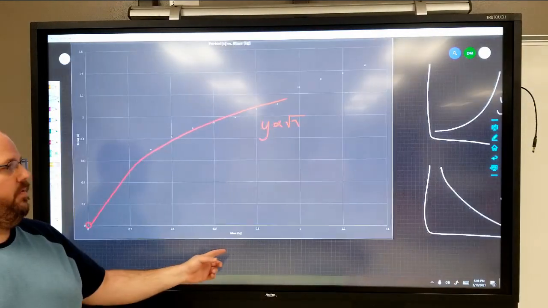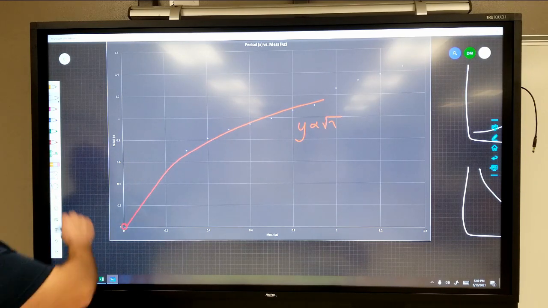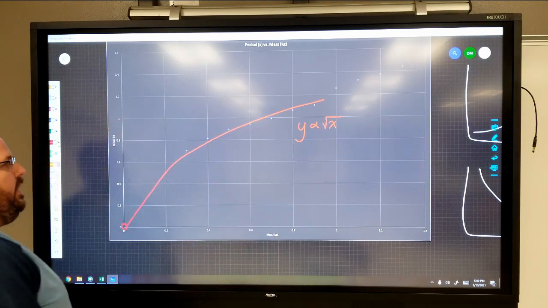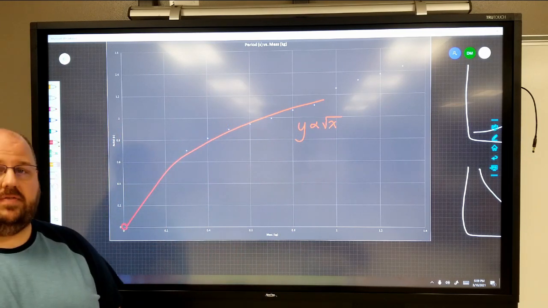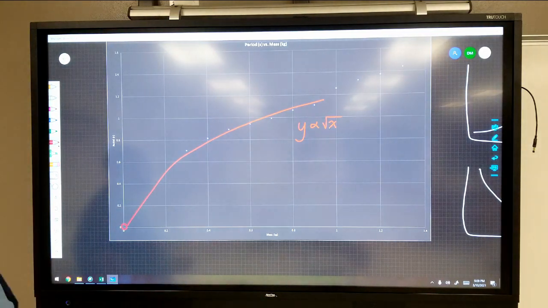So here's what we're going to do. We want to write an equation for our data, like always. It's really difficult to write an equation that looks like this because it doesn't match what we know about equations for best fit lines, namely y equals mx plus b. And so our goal is to make this straight.